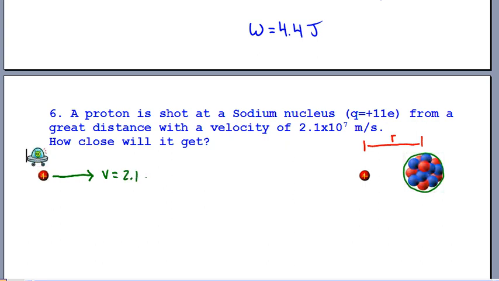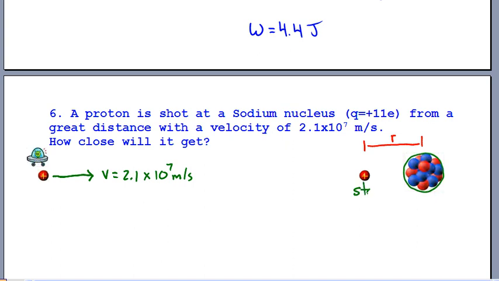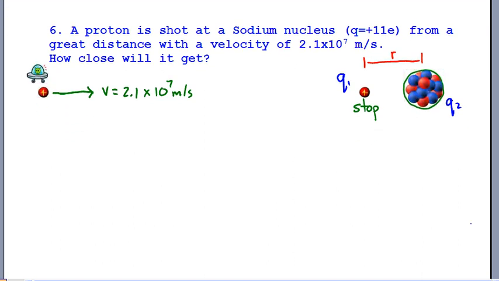And at that great distance, the velocity is 2.1 times 10 to the 7 meters per second. So it has a lot of kinetic energy at the beginning, and we're going to allow this thing to go closer and closer and closer until eventually it just stops, right, as that force of repulsion grows. And so we've got this Q1 and a Q2 that are trying to get really close together, and they're going to be converting that speed, that kinetic energy, into potential energy.